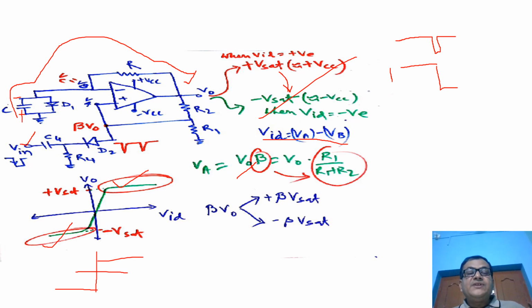Let us consider this voltage is Vc. So the voltage of this point, the negative input terminal voltage, will be equal to the capacitor voltage. So it is charging negatively, and this point has been clamped at minus beta into Vset. Now the capacitor starts charging towards minus Vset.